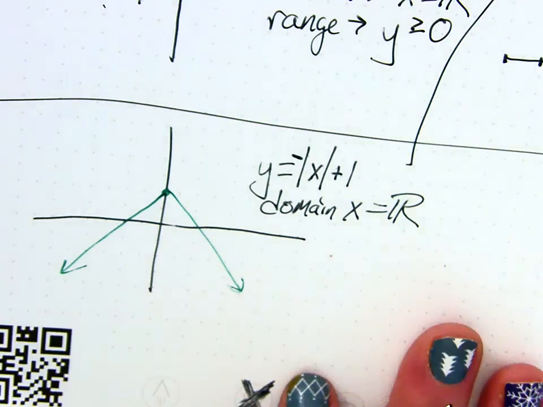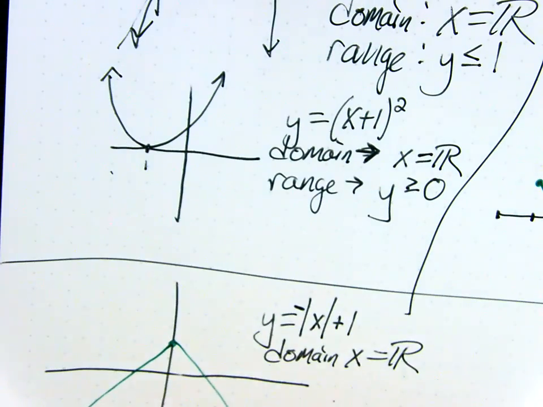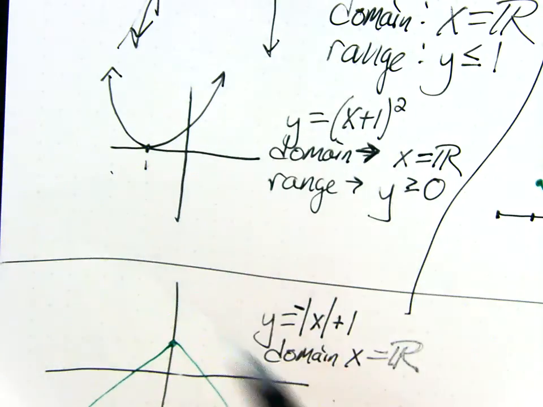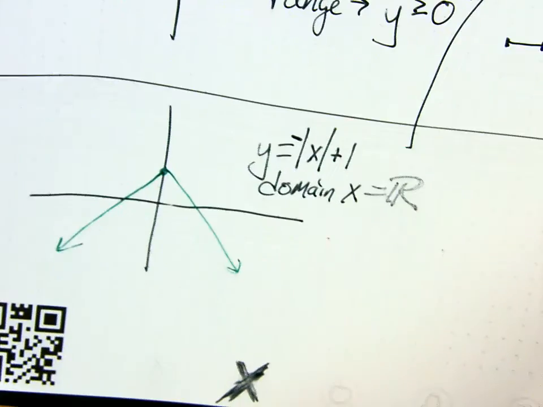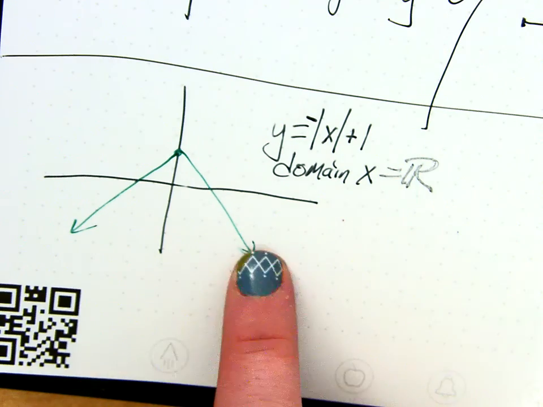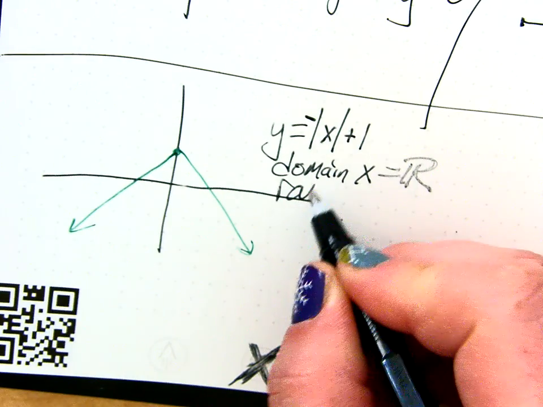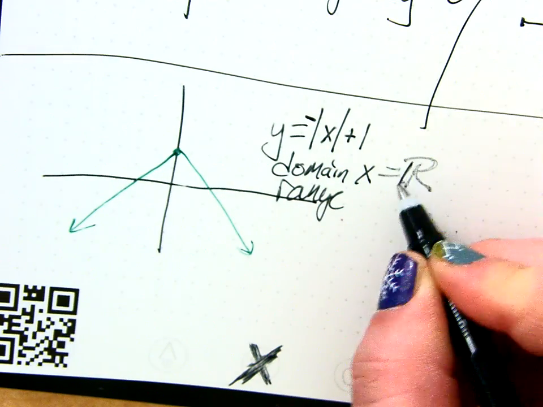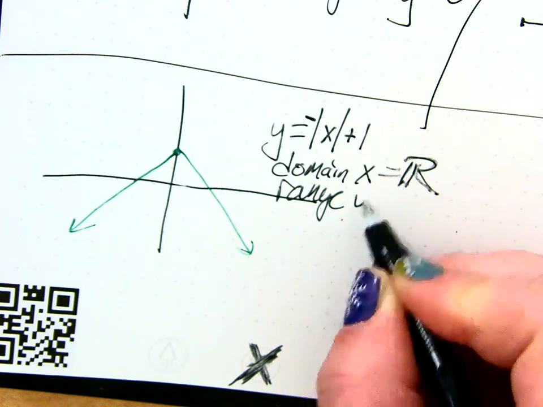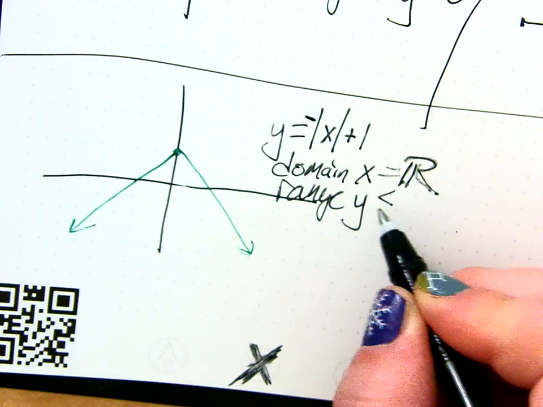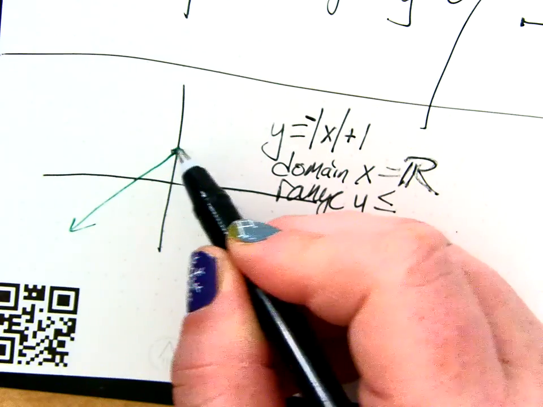So just like with quadratics, domain was all reals, right? Because these arrows just keep going. They're going to cover all of the x's. It works the same way for absolute value because, again, both of those sides go on forever. But the range does not. What would the range be here? Y is less than or equal to, it should be 1.